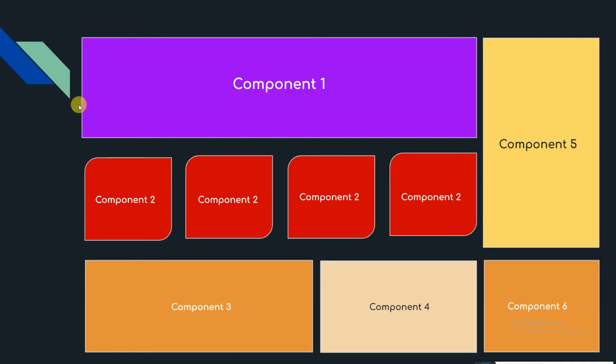Suppose consider this is the website page. Now this one is component 1, this one is component 2, this one is component 3, this one is component 4, this one is component 5, and this one is component 6. Using all these components we made this web page. Using components we build the page. You can see using 6 components we have built this web page.